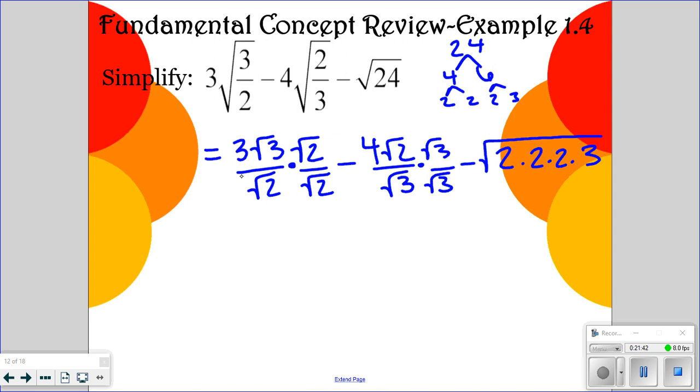So this first term is going to become 3 square root of 6, and then square root of 2 times square root of 2 is just a 2. For the next one, it's going to be 4 square root of 6 over 3.